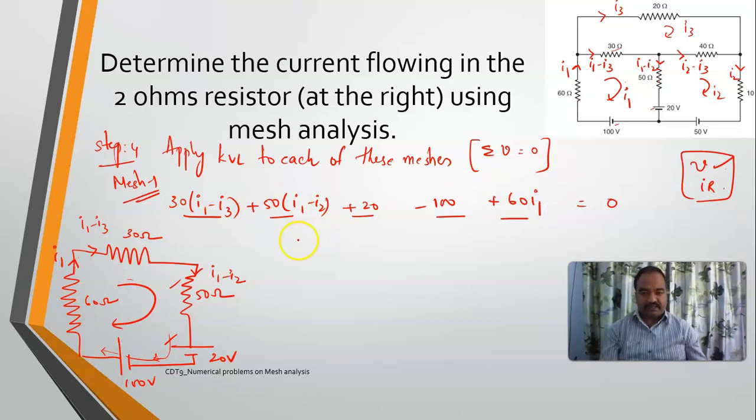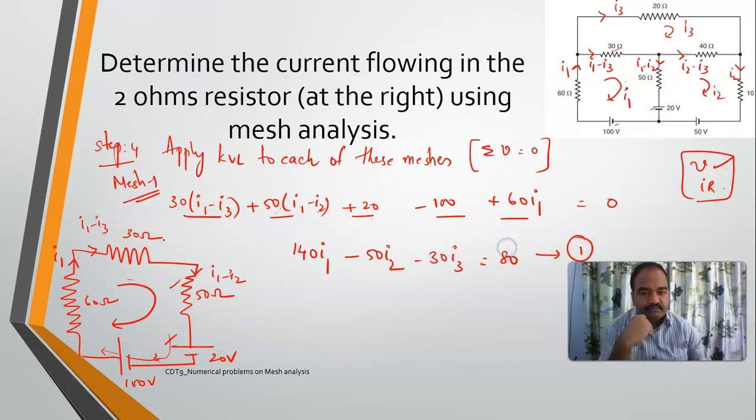Now understand how to write the equations. Now if you simplify this, you will get 140 I1. I'm expanding it. 30 I1, 50 I1 is there, 60 I1. So 140 I1. How many I2s are there? Only one I2, minus 50 I2, minus 30 I3. This is equal to 80. Plus 20 minus 100, it is minus 80. If I send it here, it is plus 80. This is my first equation.